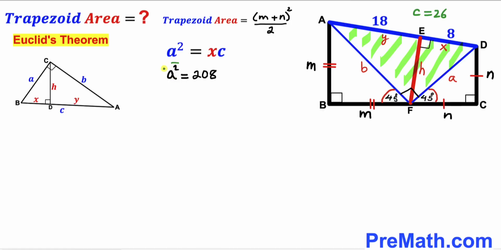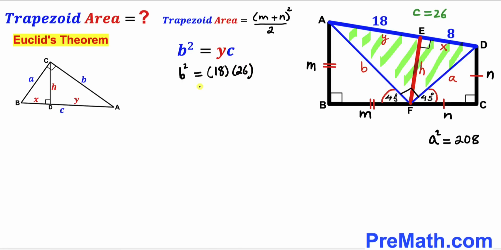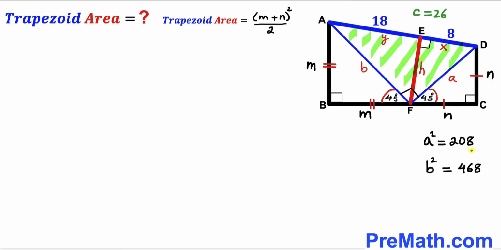So thus our a square value turns out to be 208. And likewise, according to Euclid's theorem, b square is going to be equal to y times c. And here in our case, our y value is 18 and c value is 26. So therefore I can write b square is going to be equal to 18 times 26. And if we multiply them, that is going to give us 468. So thus our b square value turns out to be 468 and a square is 208.